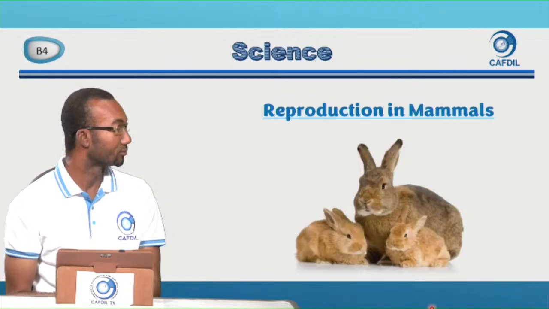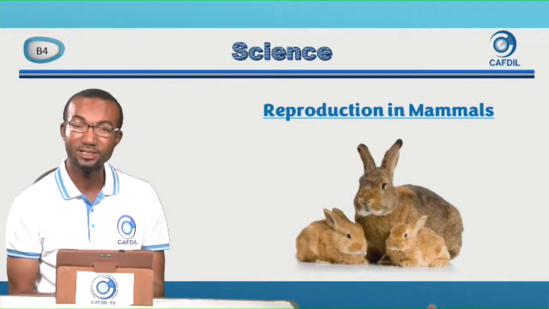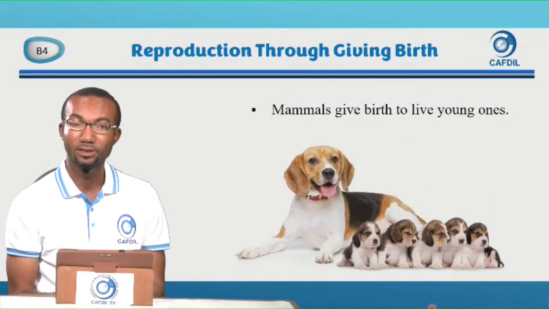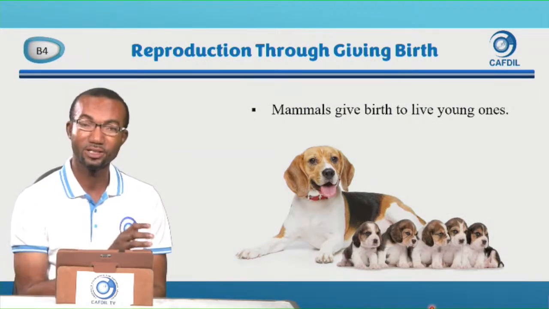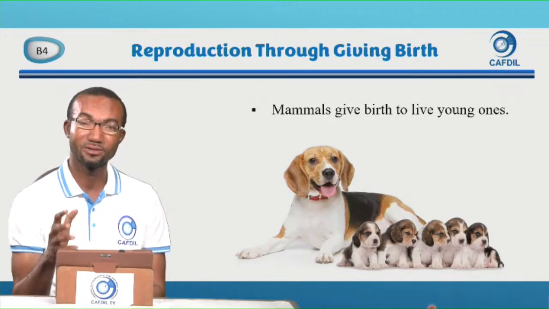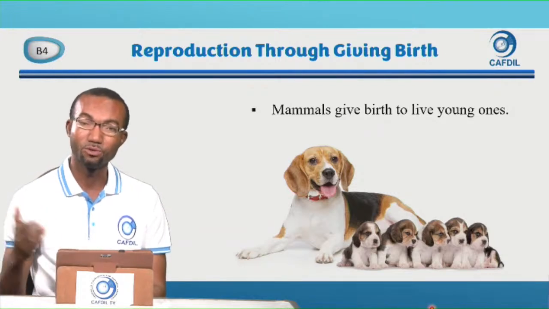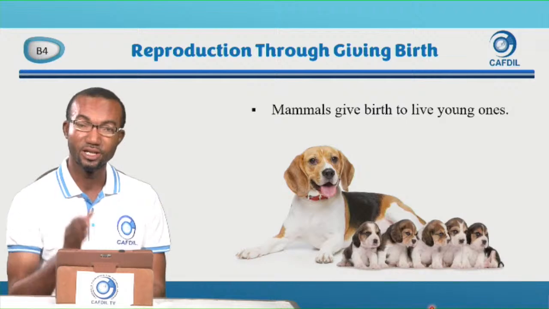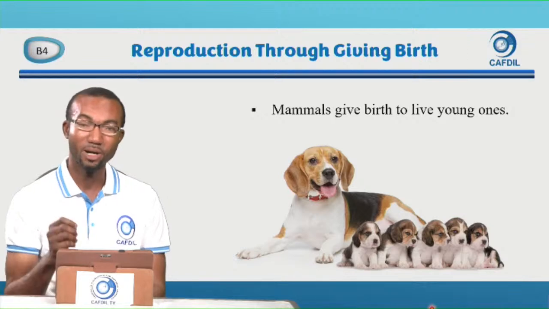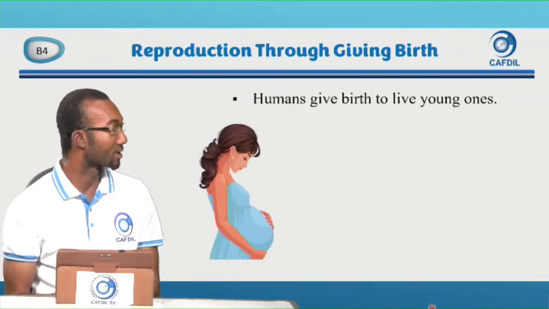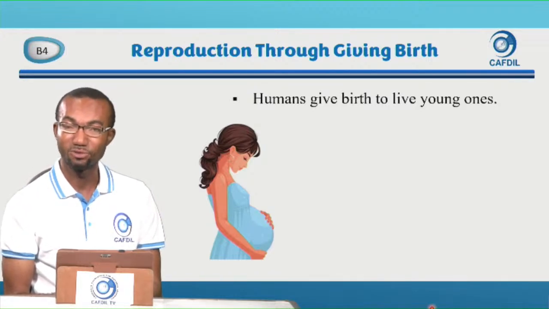Yes, good. Now let's look at some examples of living things that reproduce through giving birth. So mammals. We treated the groups of animals or classes of animals. We talked about insects, we have talked about mammals, reptiles, amphibians. So we will go through each of these groups of animals, how they reproduce, and we are starting with mammals. Mammals give birth to live young ones. So we are mammals. Human beings give birth to live young ones.